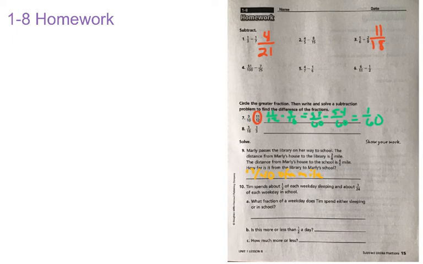Find yourself a common denominator. Write the equation and show your work. B, is this more or less than half of a day? And then C, how much more or less? B, you're comparing that fraction. Right, you're comparing the fractions, and then C, you have to do a subtraction problem, so it's 3 parts.